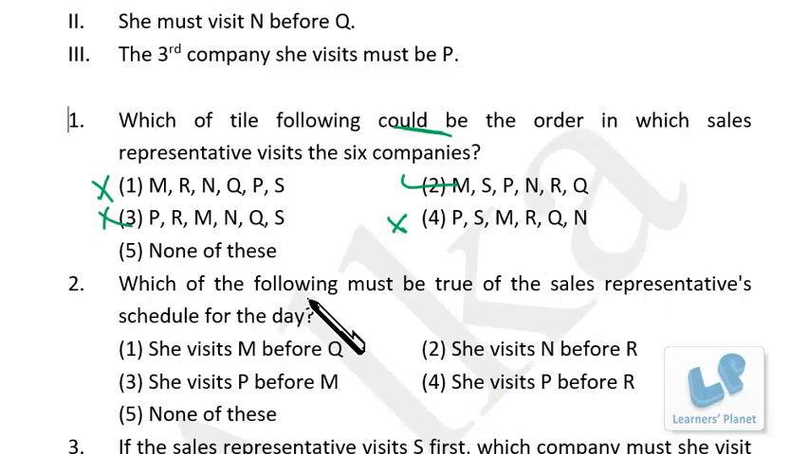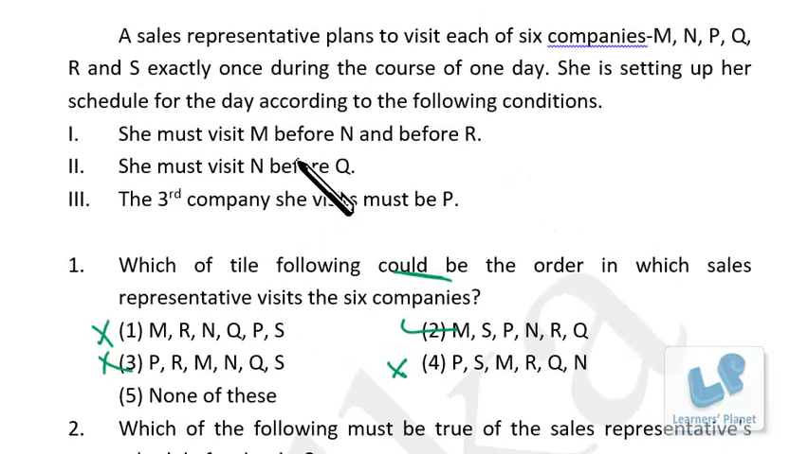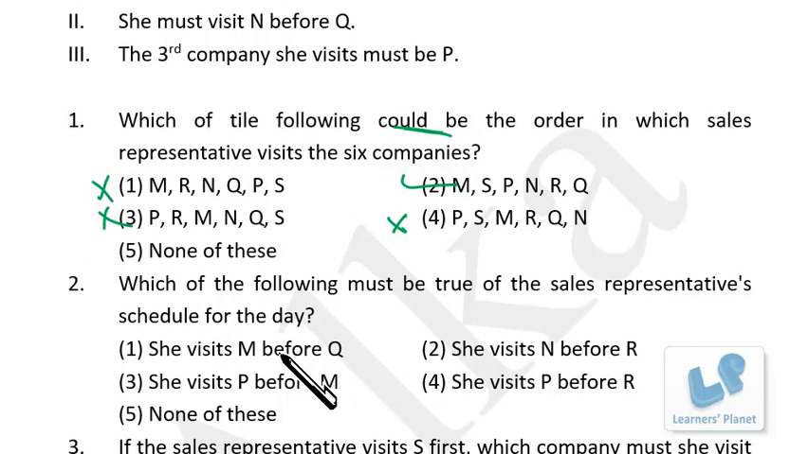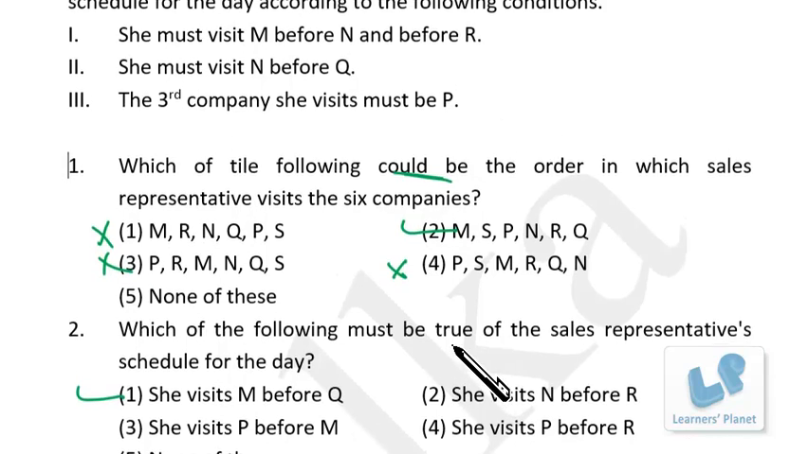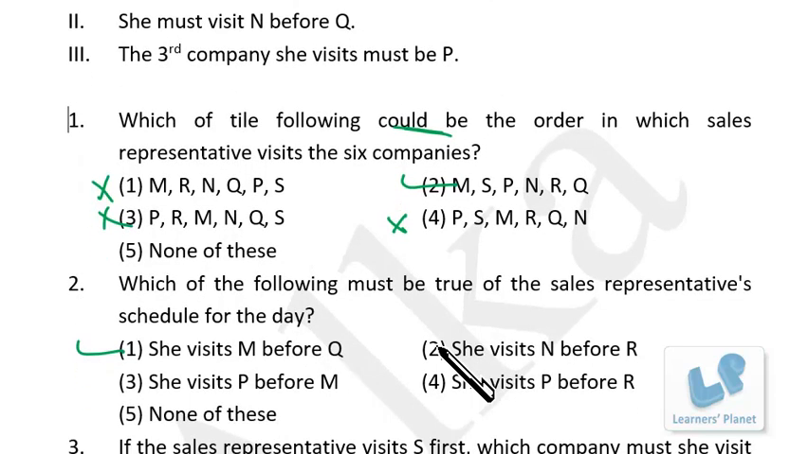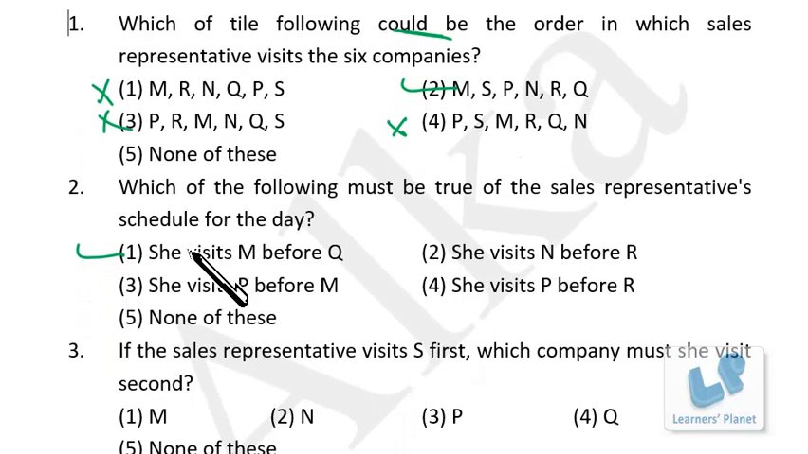Which of the following must be true of the sales representative's schedule for the day? She visits M before Q. Yeah, that is obvious, because M is before N and N is before Q, so M should be before Q. So that's perfect. But between N and R we cannot say anything, though even apart from that we just have to choose one correct option, and that is there.